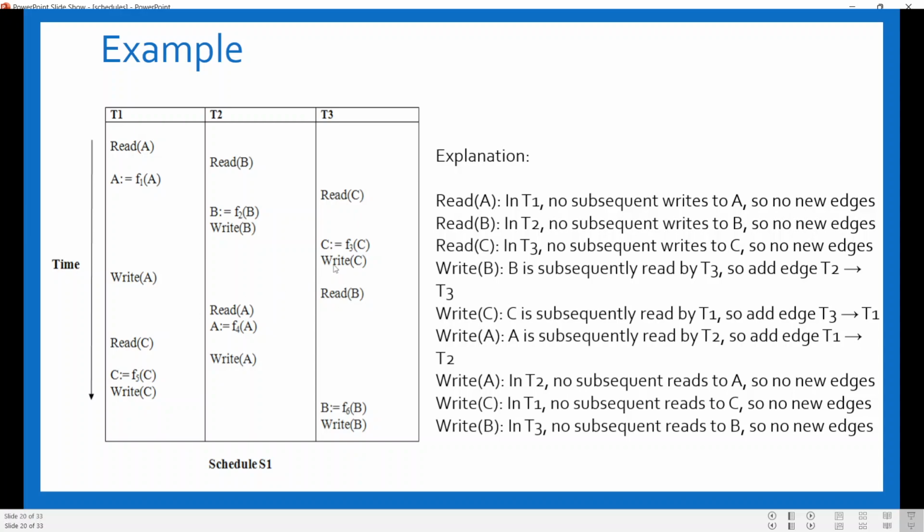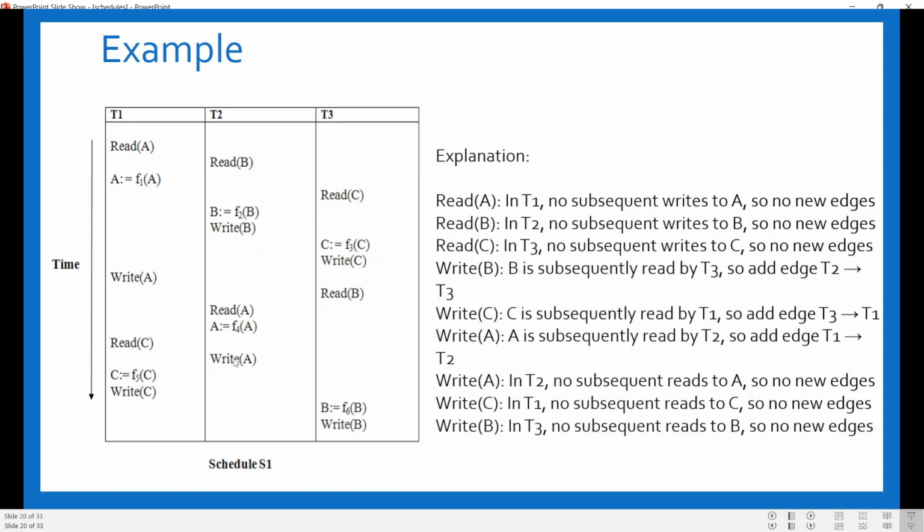Now after this write C, which operation is coming? We have write A. After write A, you see read A is there in transaction T2. So we have to connect T1 to T2 because there is a read operation. So there is an edge from T1 to T2. After that we have write A, and for this write A you have to see whether there is any subsequent read of A. There is no subsequent read for write A, so there are no new edges there.